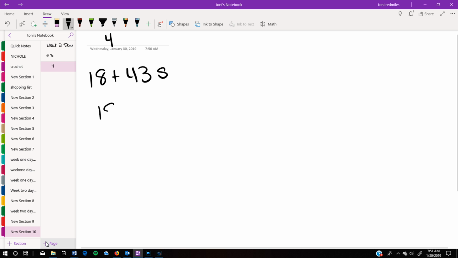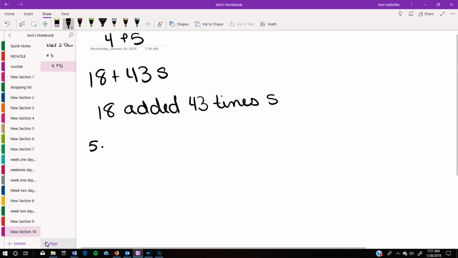So I'm going to put 18 in a word that means addition. I'm going to use added. Doesn't matter what word of addition you use as long as you do a word of addition. And then I'm going to put 43. I'm going to put times. You could use multiplied. You could use by, of, any word that means multiplication. Okay. So it's just easy as that. That one was just straightforward, go across.